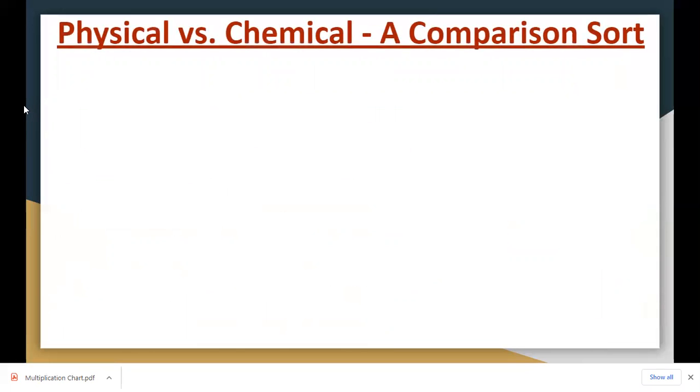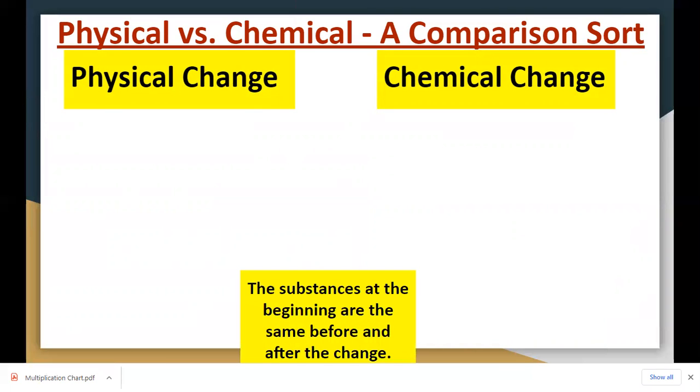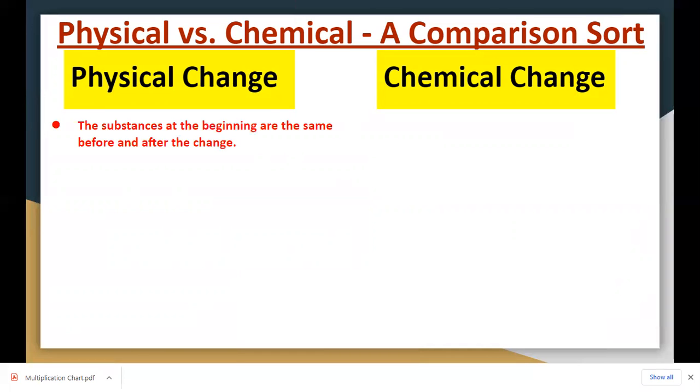Okay, now we're going to do a little bit of a comparison sort. So we have physical change on one side and chemical change on the other. Okay, the substances at the beginning are the same before and after the change. What side does that belong on? Physical change or chemical change? I hope you said physical change. Good for you. Next one.